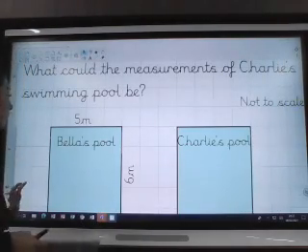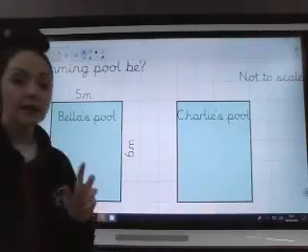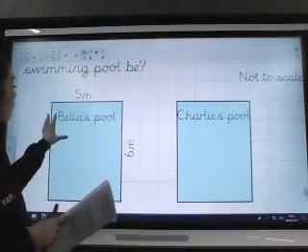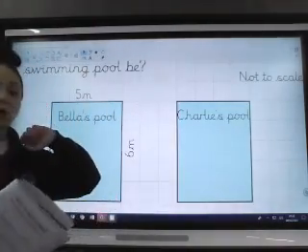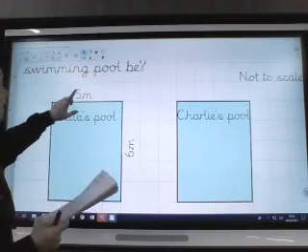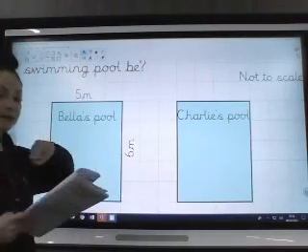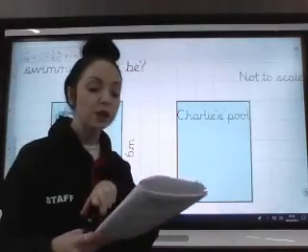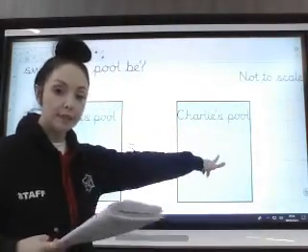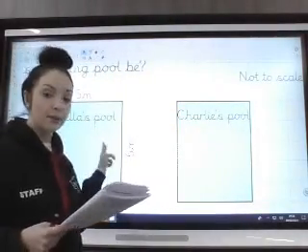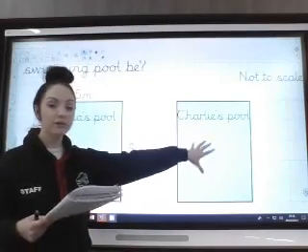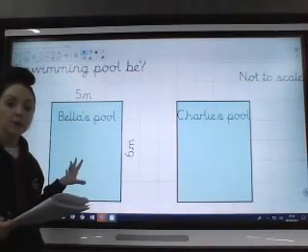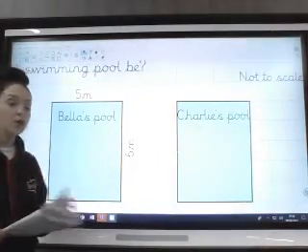I've drawn out the swimming pools to help me visualise what these pools look like and what measurements we've got. I've drawn Bella's pool and Charlie's pool and I've put on what we already know. From the question, we know that Bella's pool measures 5 metres by 6 metres. We don't know the measurements of Charlie's yet, but we do know the perimeter of Charlie's pool is 3 times the perimeter of Bella's, and the area of Charlie's is 3 times the area of Bella's. But we don't actually know the perimeter or the area of Bella's yet, so that's your first job.